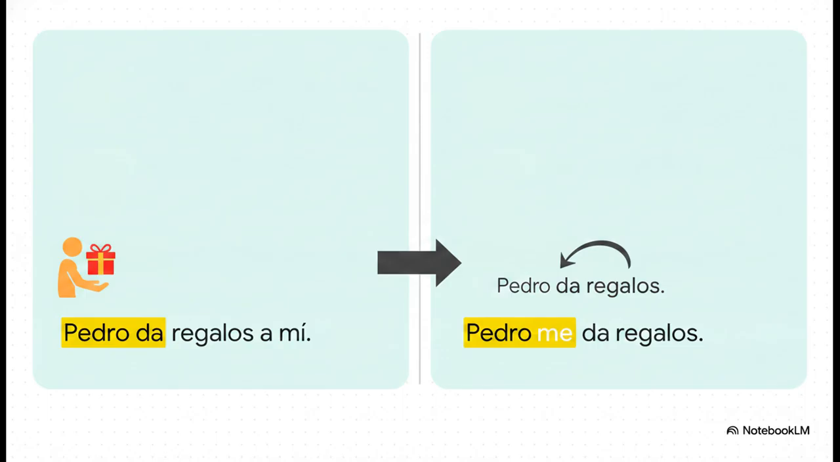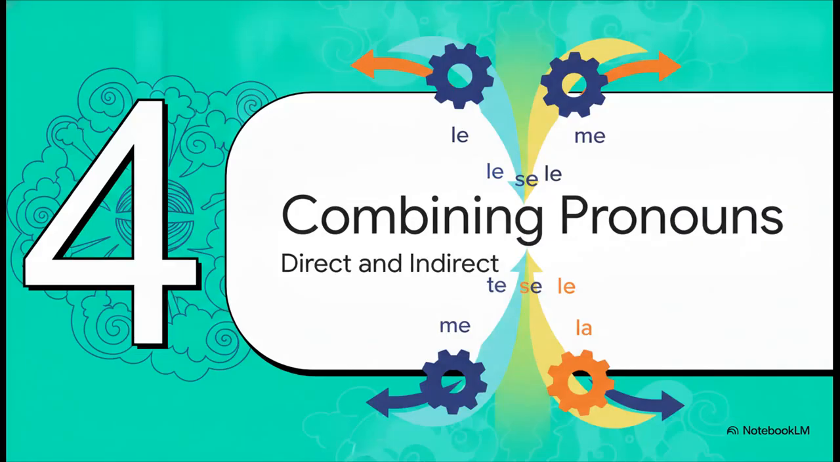To use our shortcut, we grab the indirect object pronoun me, and just like we saw with the direct object, it casually slides right in perfectly before the conjugated verb. Pedro me da regalos en mi cumpleaños. Pedro, to me, gives gifts on my birthday. Easy enough, right?